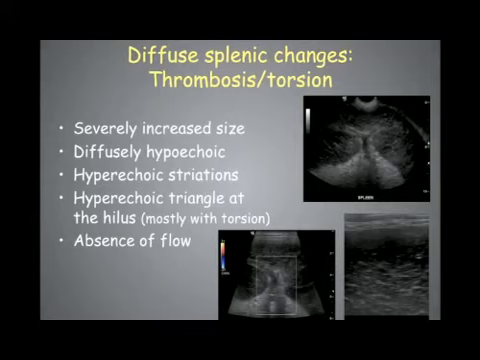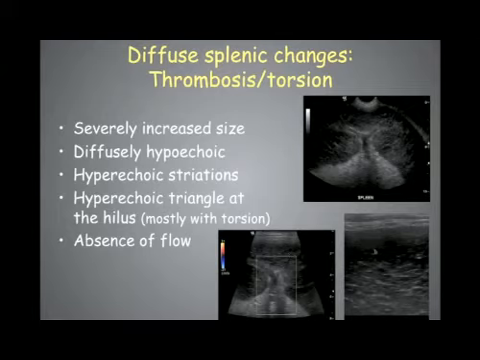Another example of a diffuse splenic change is the secondary appearance of the spleen that we'll see in case of thrombosis or torsion of the spleen. Thrombosis, if it's located in the main splenic vein, will also create an obstruction of the splenic vessels. So both will have the same consequences on the parenchyma of the spleen. First we will have a severely increased size. The spleen will occupy a large part of the abdomen of the dog. It will be diffusely hypoechoic with hyperechoic striations. That's what we see here, or in these images here or here.